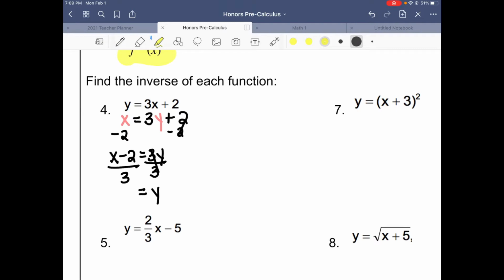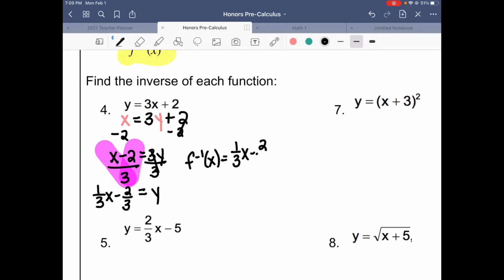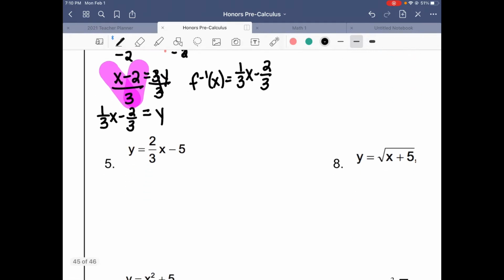Now, I would prefer that you simplify. And what I mean by simplify is if I'm actually looking at this, I would divide my two pieces out. So this would be 1/3 x minus 2/3. Okay? So my f inverse of x is going to be 1/3 x minus 2/3.